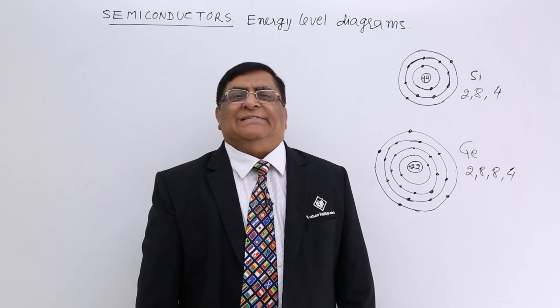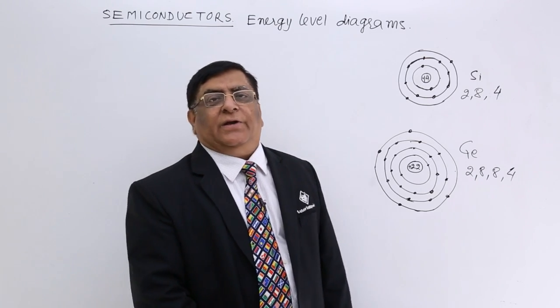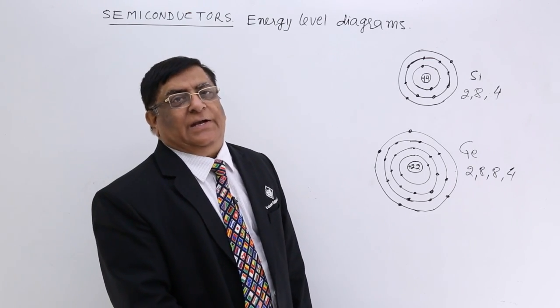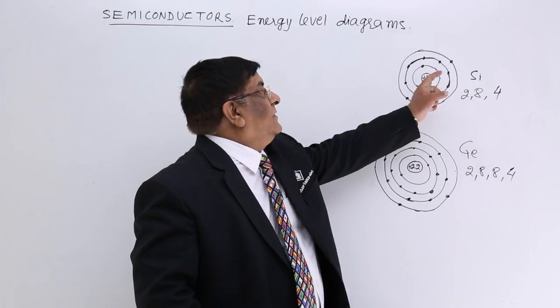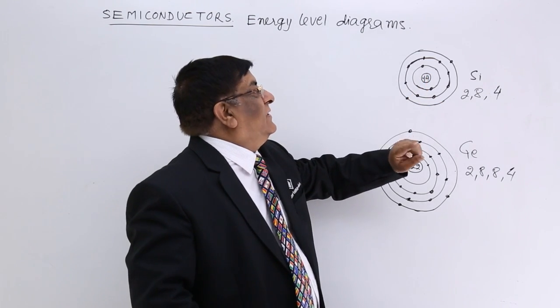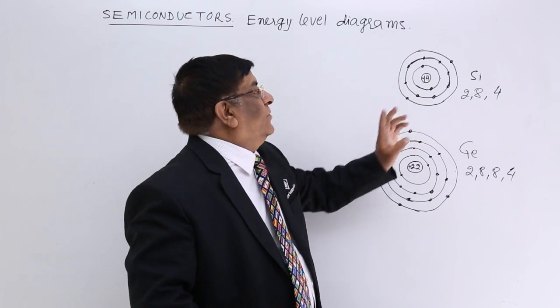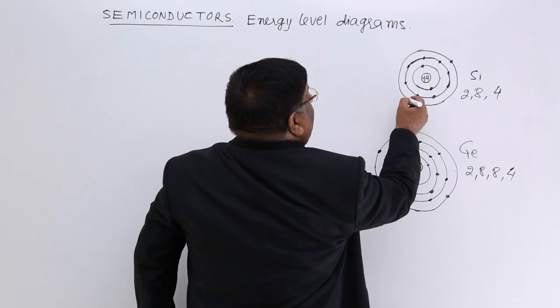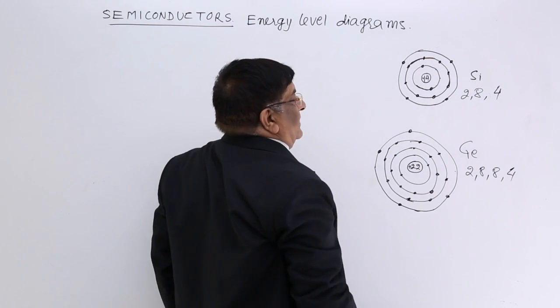Now we will study the concept of energy level. The electronic configuration for silicon and germanium are like this. Silicon has got 14 positive charges in the nucleus and 14 electrons distributed 2, 8 and 4. In the outermost shell 1, 2, 3 and 4 electrons are there.